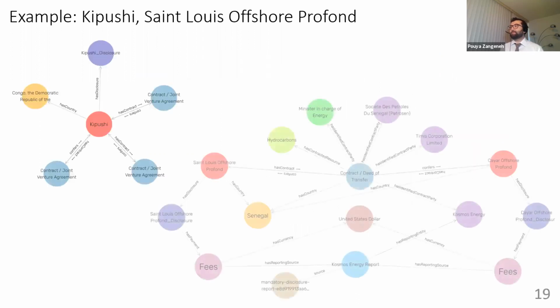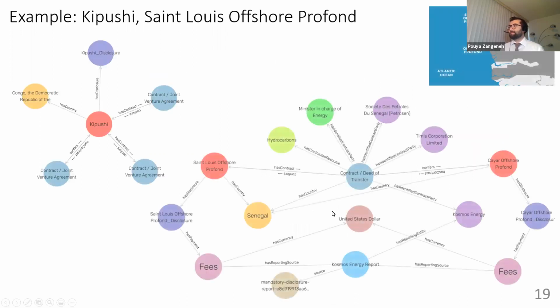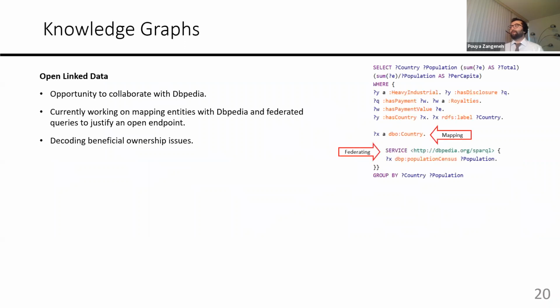Now, this is a little bit of an example of it. This is, for example, a deed of transfer that actually transferred two different projects from a few mining companies to another one. It has the governmental agency, and it has as well certain fees that were paid because of that. The research on this is still going on within the University of Toronto.